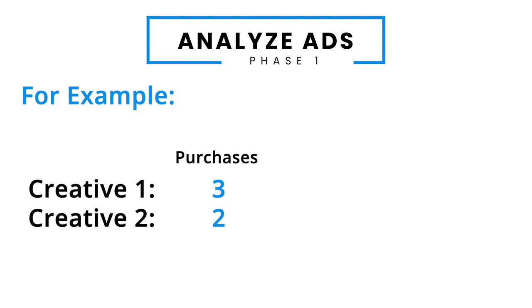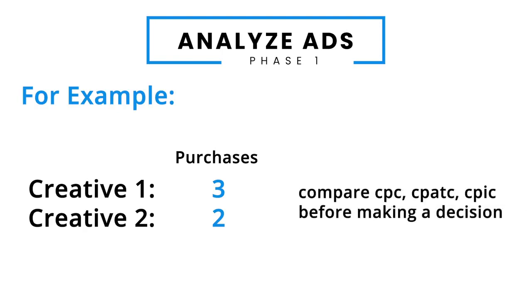In scenarios like this, you want to look at the cost per metrics further up the funnel to see if the results are due to luck or due to a winning creative. So compare the cost per click, cost per add to cart, and cost per initiate checkout before making a decision on which creative is better. It's very possible that Creative 2 outperforms Creative 1 on every metric besides cost per result, and that's when you should consider running with Creative 2 over Creative 1, even though Creative 1 has a better cost per purchase.